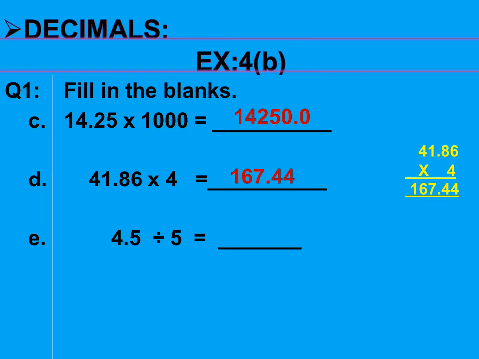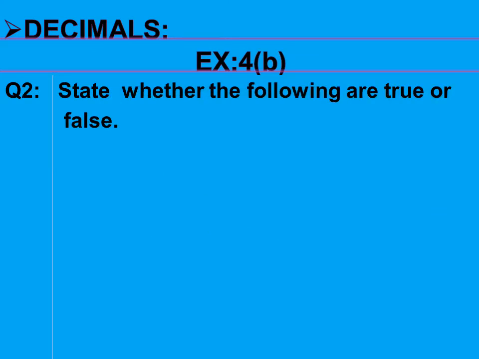Now dear students, part E. 4.5 divided by 5 is equal to. When we divide 4.5 by 5, we will get the answer 0.9. Okay, 5 9s are 45. We will get our answer 0.9. Now dear students, we will move to the next question.